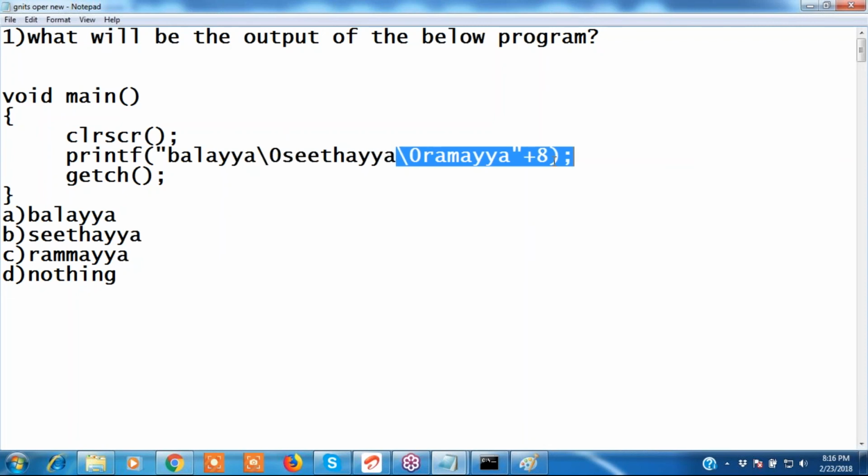What is plus 8? See, this is S, starting from the 0th index. 0, 1, 2, 3, 4, 5, 6, 7. It is 8, so it is starting from S, right? Up to the null character it prints. Now what is the output? Sita is the output. Clear? Okay, second.